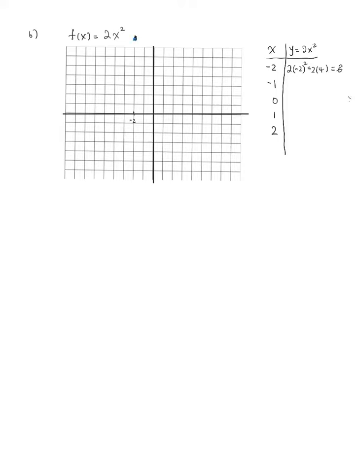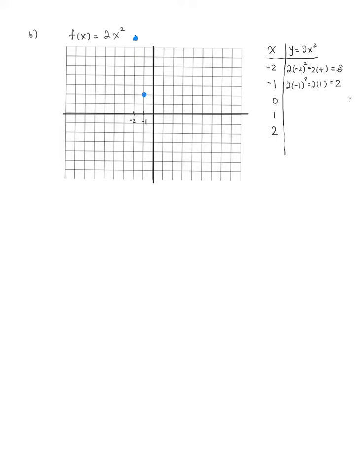Okay, let me just put that in blue. Okay, so now let's go with x equals -1. Then our y value is going to be 2 times -1 squared, which is 2 times 1, so it's going to give us 2. So this is telling us that when x is -1, our y value is going to be 2.